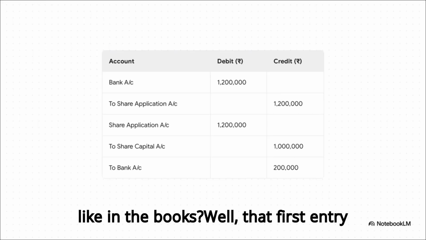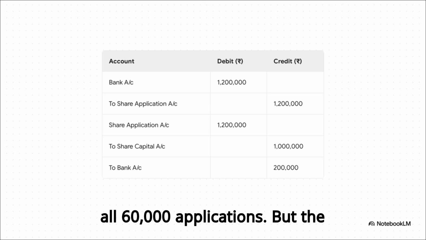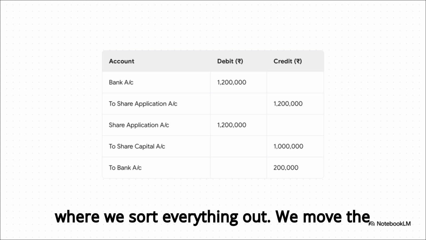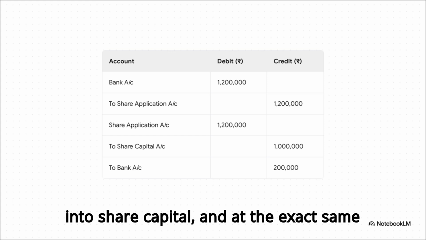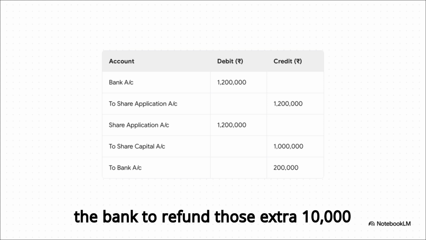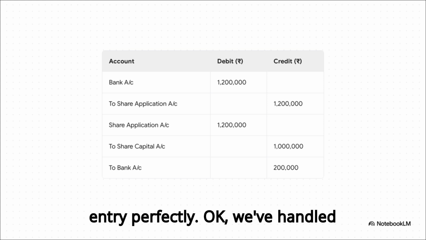So what does this look like in the books? Well, that first entry shows all the cash that flooded in for all 60,000 applications. But the second entry, that's the magic. This is where we sort everything out. We move the value of the 50,000 shares we did allot into share capital, and at the exact same time, we show the money going back out of the bank to refund those extra 10,000 applicants. It balances out that initial entry perfectly.